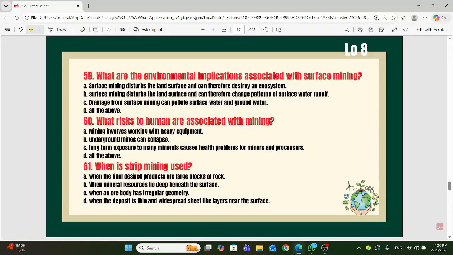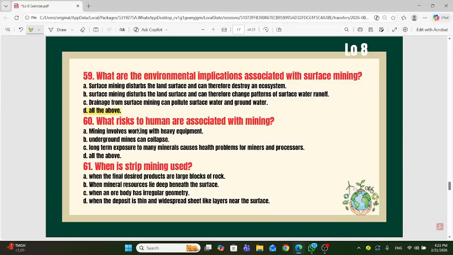What are the environmental implications associated with surface mining? Surface mining disturbs the land and therefore destroys an ecosystem, disturbs the land and therefore changes drainage patterns. Okay. It can also pollute surface water and groundwater. So, all of the above.